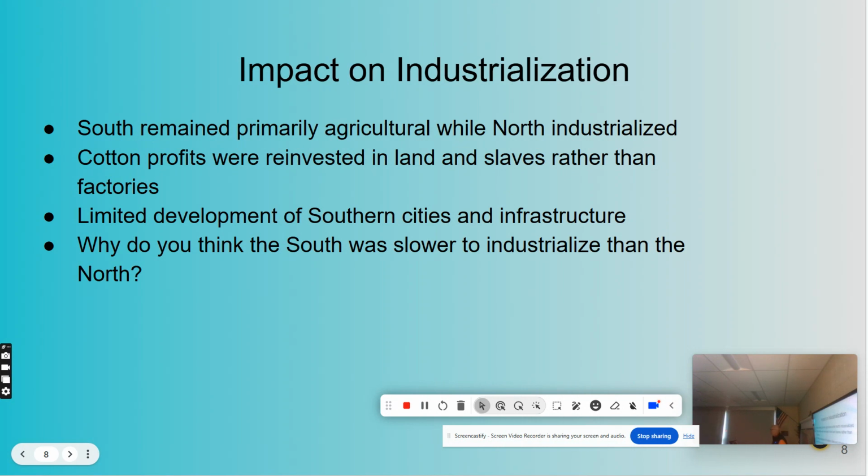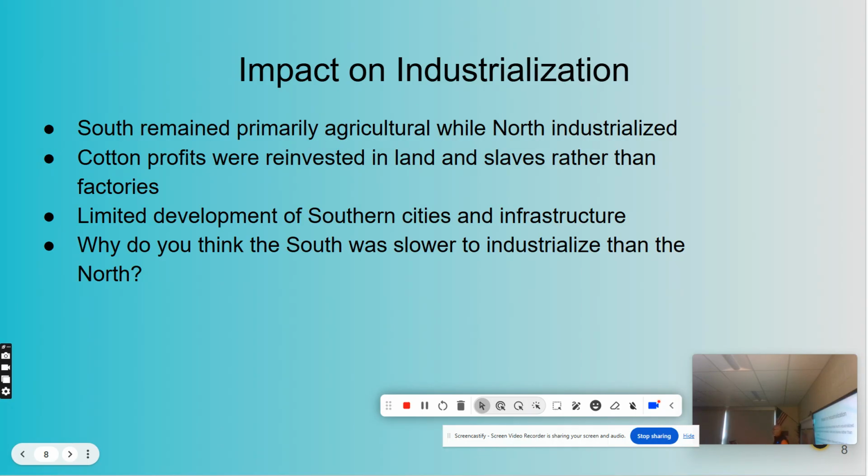Big difference in the North. If a northern business owner, a manufacturer, a factory owner, is making lots of profits, oftentimes they're going to expand their operation. They're going to make a bigger factory. They're going to buy more machinery. They're going to buy more product or more supplies.